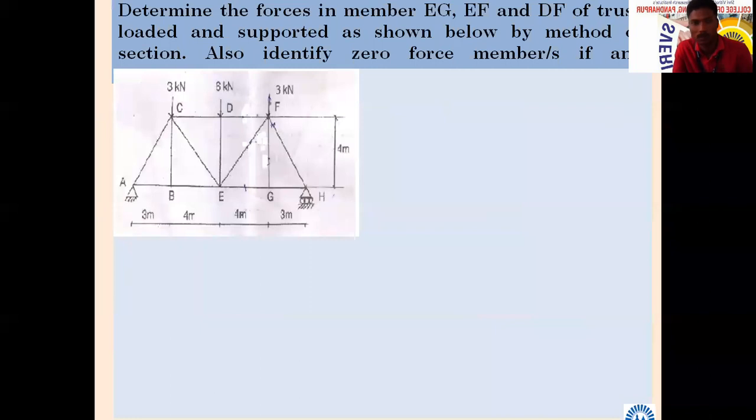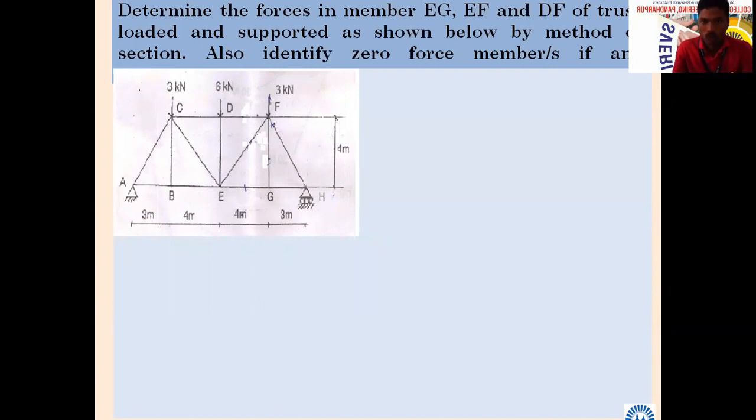Who will read the problem statement? Determine the forces in the members EG, EF, and DF of the truss loaded and supported as shown in the following figure by the method of section. Also identify zero force member, if any.